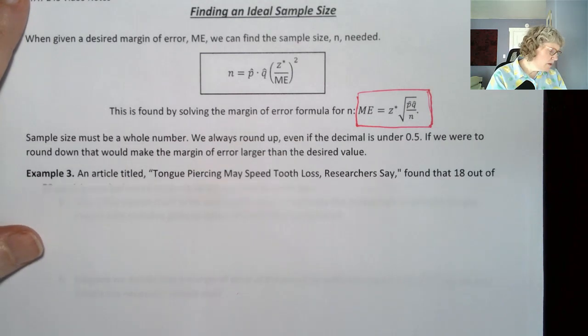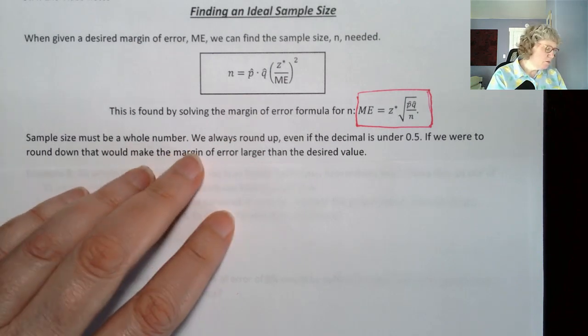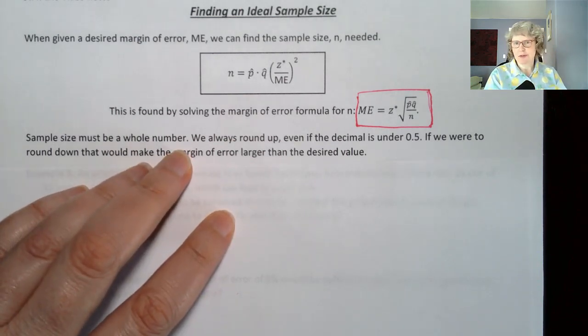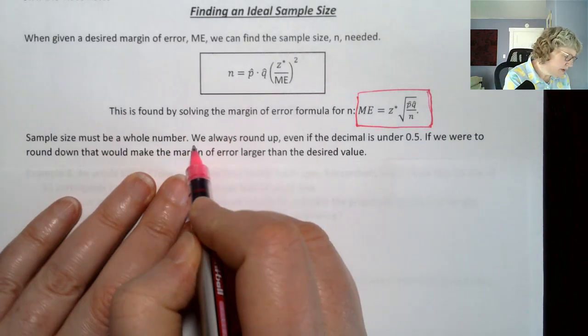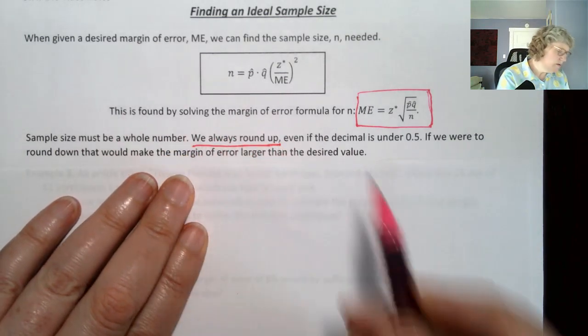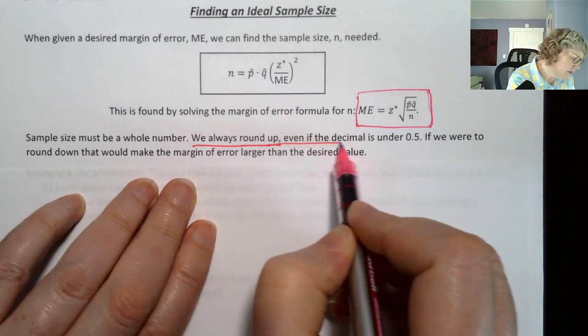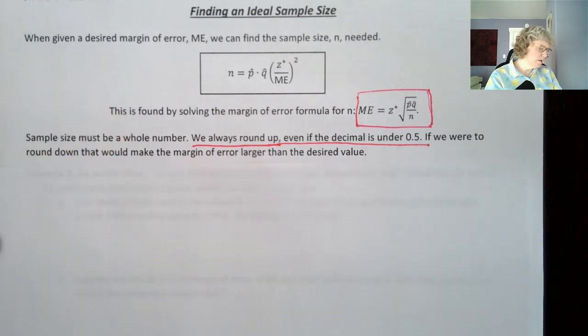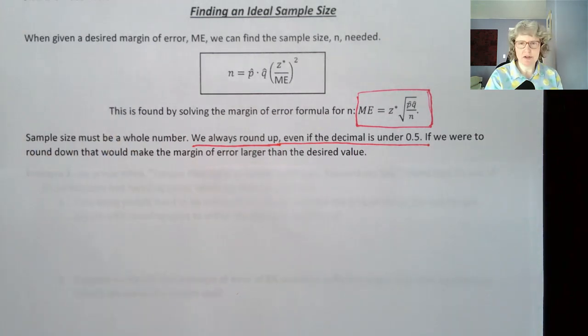Another important thing is that sample size must be a whole number, right? We can't sample 20.4 people. So we're always going to round up, even if the decimal's under 0.5. I'll talk more about that when we get to a situation like that. If we were to round down, we wouldn't get the desired margin of error. It would be slightly larger.